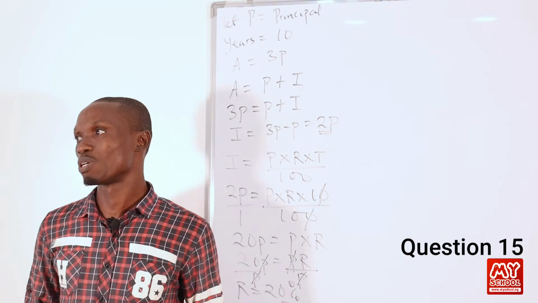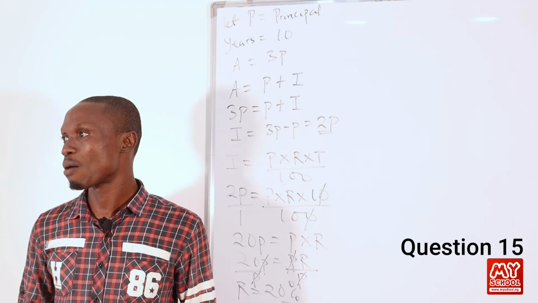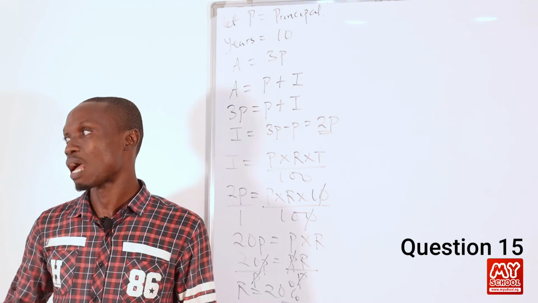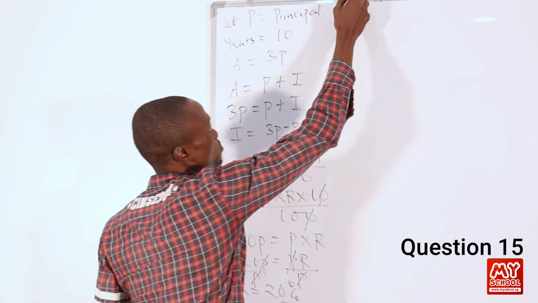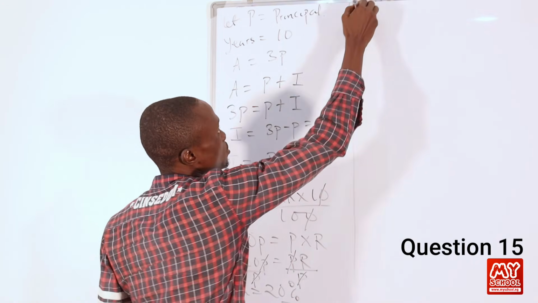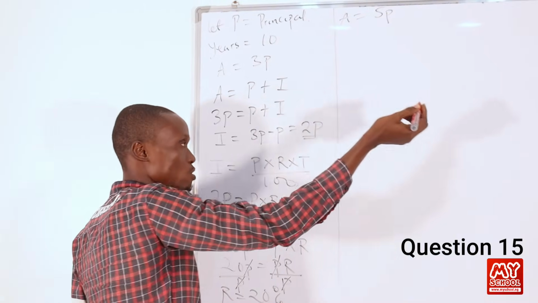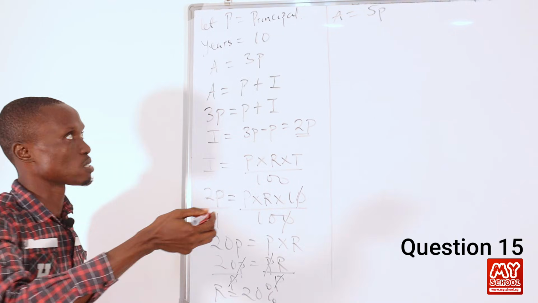From the second statement, the interest rate stays the same. After how many years will the amount be 5 times the money deposited? Okay, so from that second statement, our new amount will be equals to 5P, because the amount that was originally deposited is actually P, which is the principal.